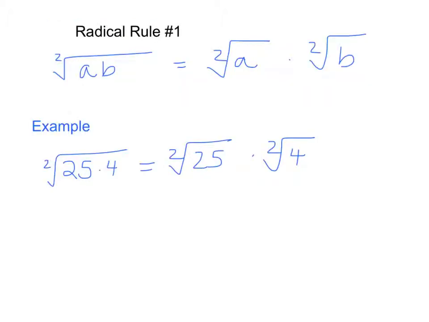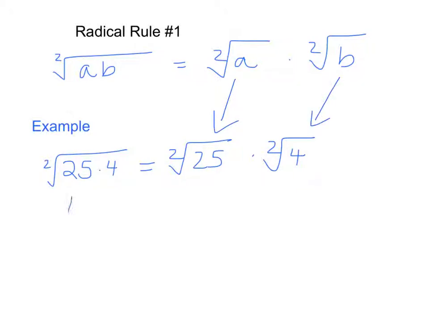Let's look at the first radical rule we're going to play with. It says the square root of a times b, all under one radical, is equal to the square root of a times the square root of b. So for example, if we take the square root of 25 times 4 and apply the rule, as you can see, this is splitting up the 25 and this is splitting up the 4.